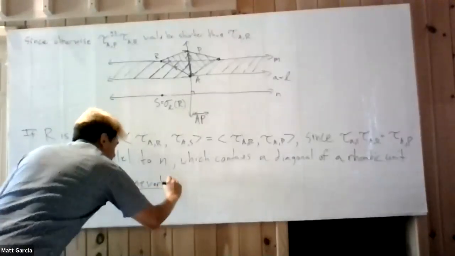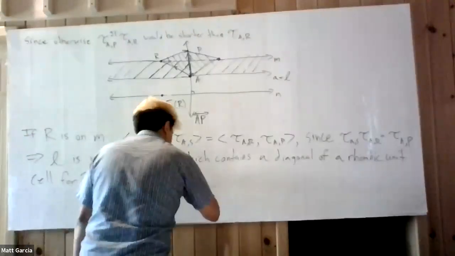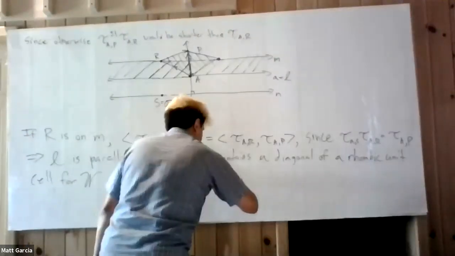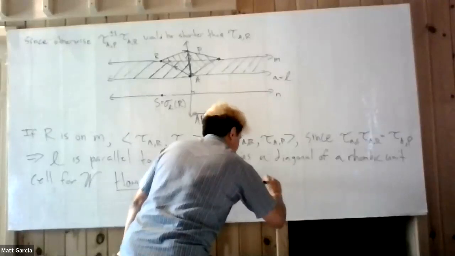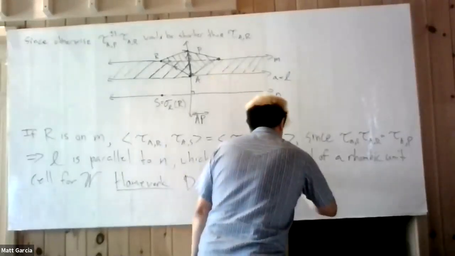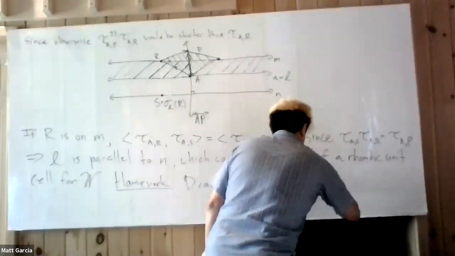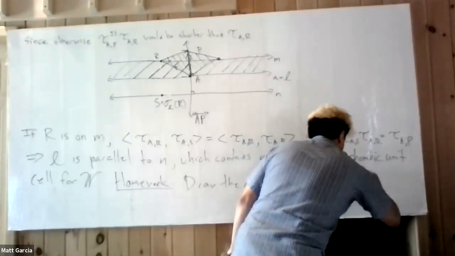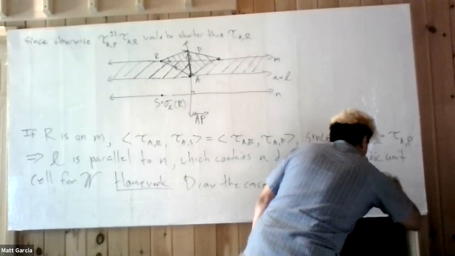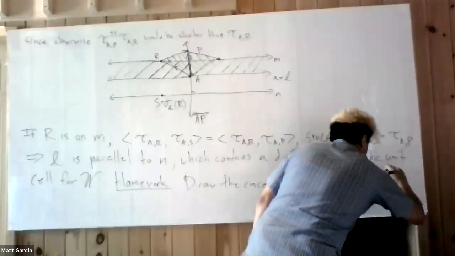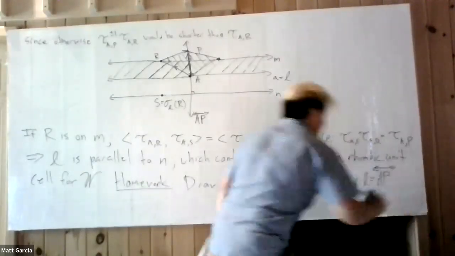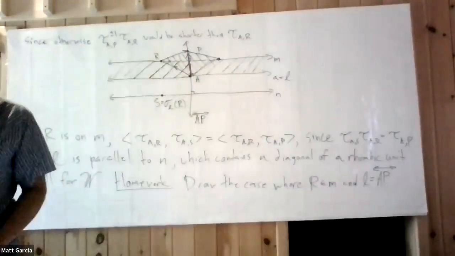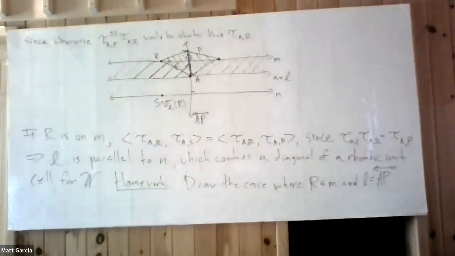Homework. Draw the case where R is on M and L is equal to the line through A and P.